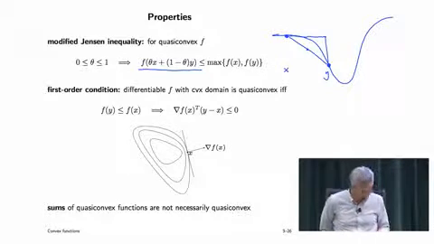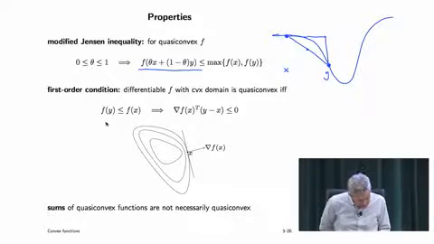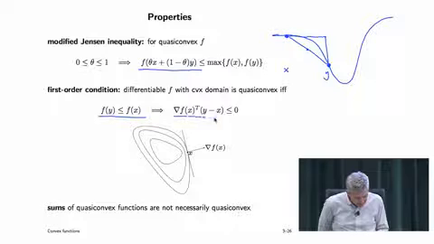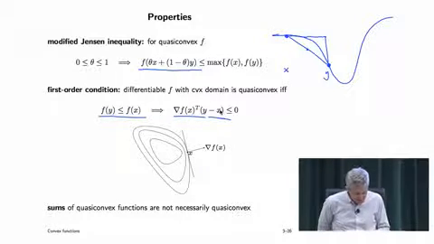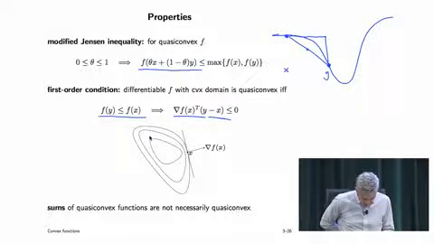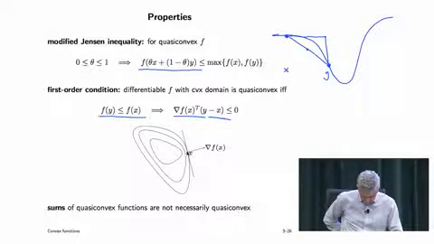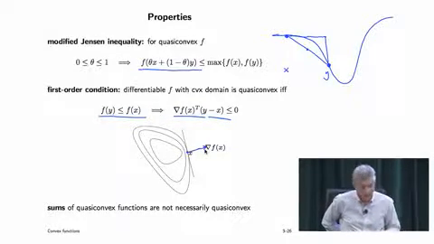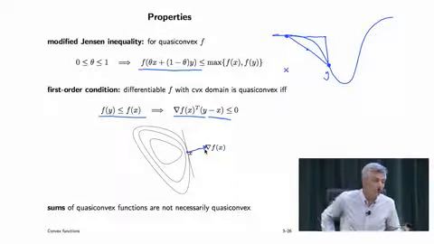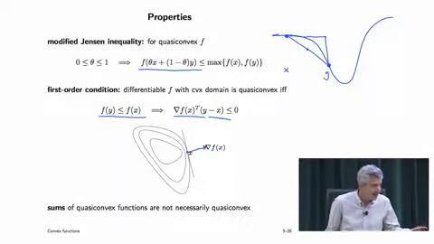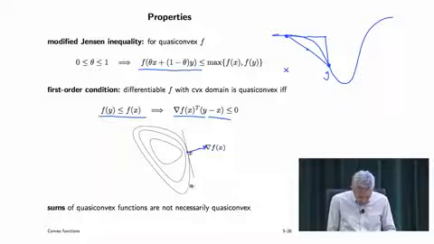There are first order conditions, and I think we'll come back to this later in the course, but it's basically something like this. It says that if f of y is less than f of x, then the gradient of f at x, transpose y minus x, is less than 0. These might be the sublevel sets of a quasi-convex function, and if that is the gradient, then all points that have a lower value of f lie in this half space.